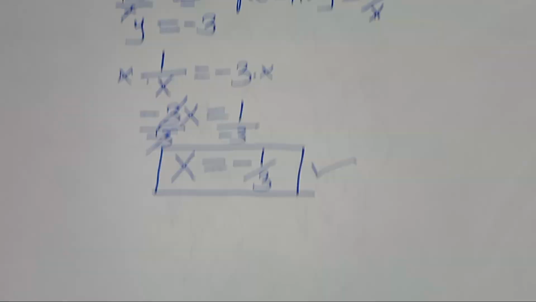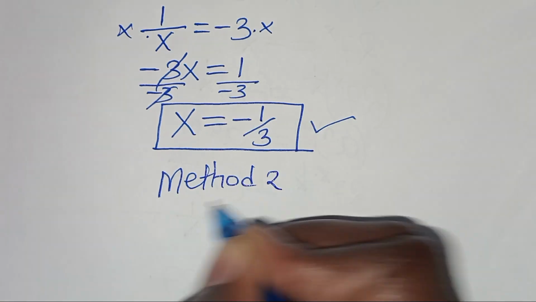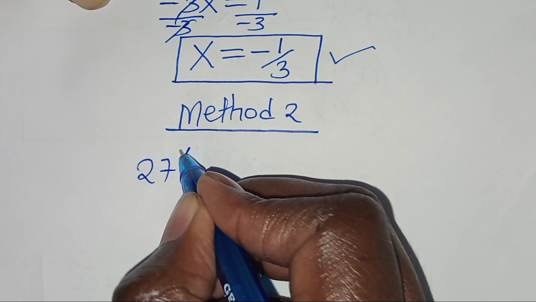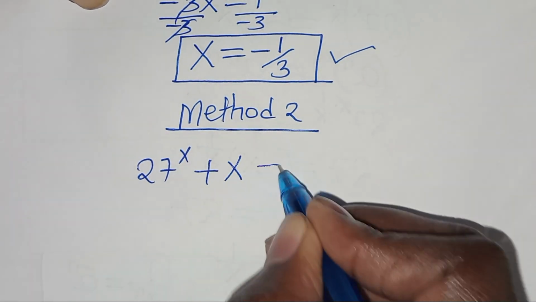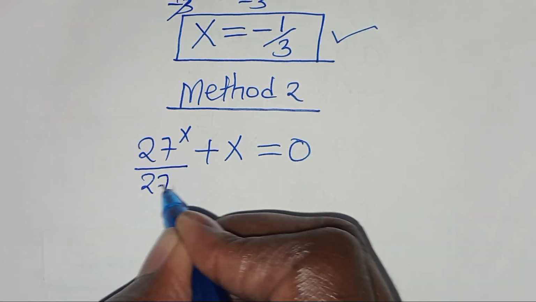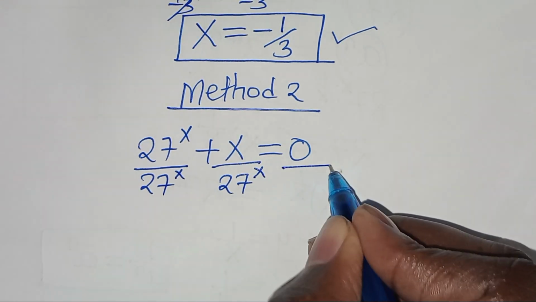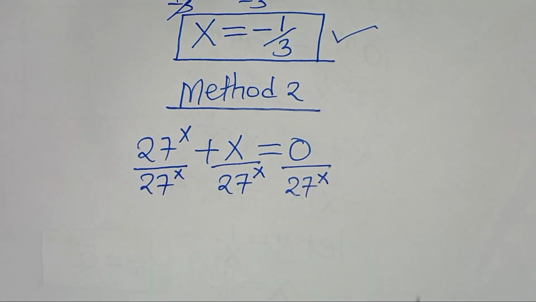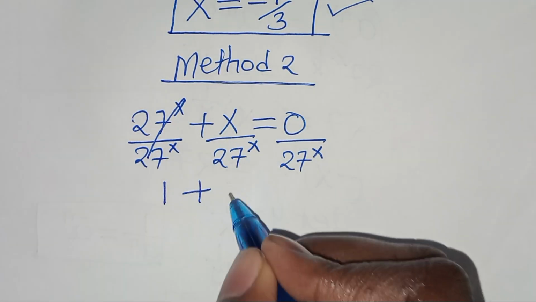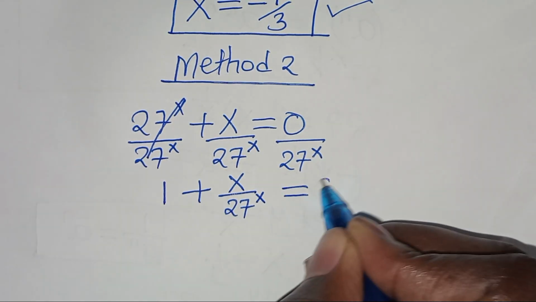So let's apply method 2 from here. Now here we have 27 raised to power x plus x equal to 0. So let's divide both sides by 27 raised to power x. Here we divide by 27 raised to power x, and also here 27 raised to power x. So we simplify here. So here we have 1 plus x over 27 raised to power x, equal to 0.